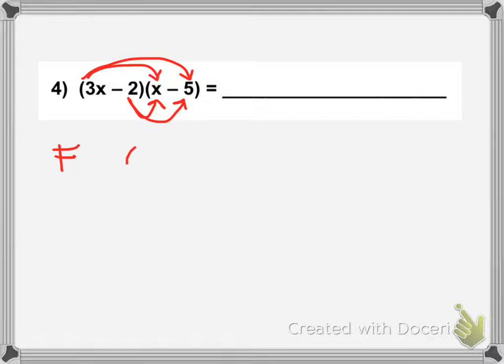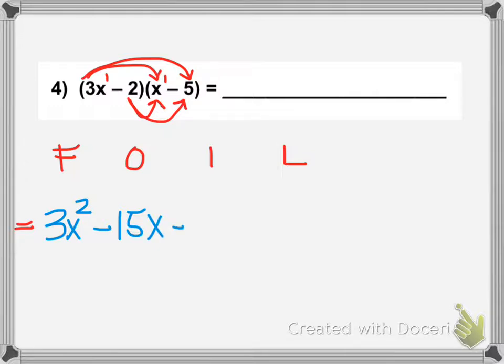First, outer, inner, last. Okay. And then, of course, if you want to put the ones on your x's to remember to add those ones together. All right, let's do the first. 3x times x is 3x squared. The outer, 3x times negative 5 is negative 15x. The inner, negative 2 times x is negative 2x. And the last, negative 2 times negative 5 is positive 10.